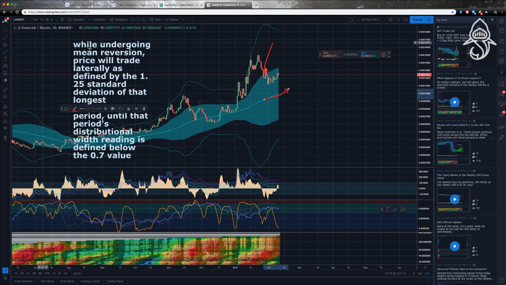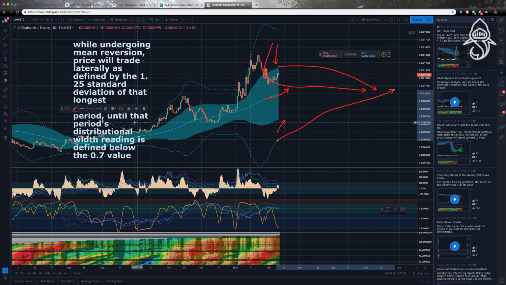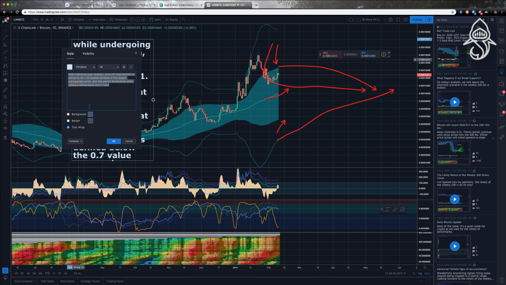Right? As long as it's not green, price will trade laterally as defined by that period. So that means we will test the top edge of the band, and we can test the bottom edge of the band, or we can just stay inside while this compresses down around price. Okay? And I'm going to put this on my clipboard because I like it. I'm going to save that somewhere.